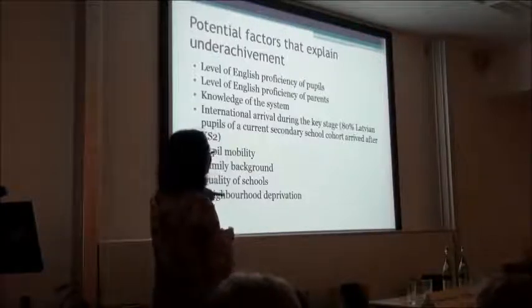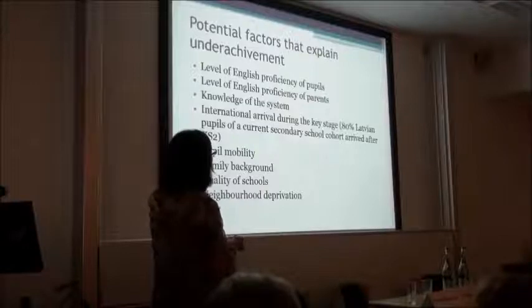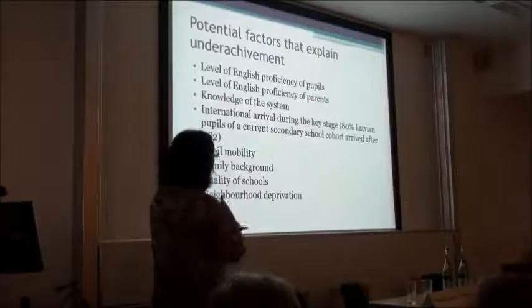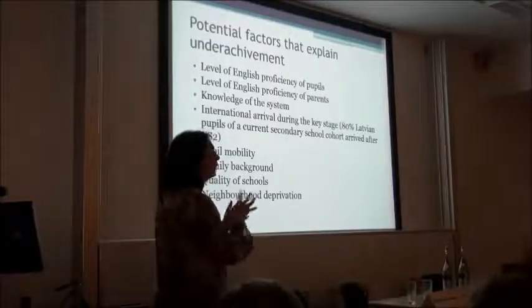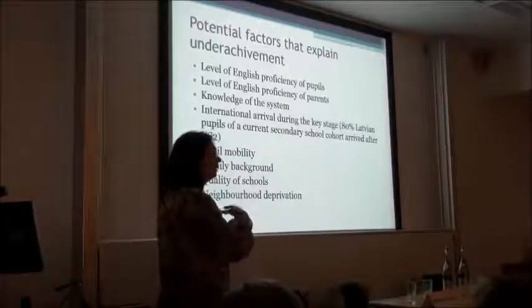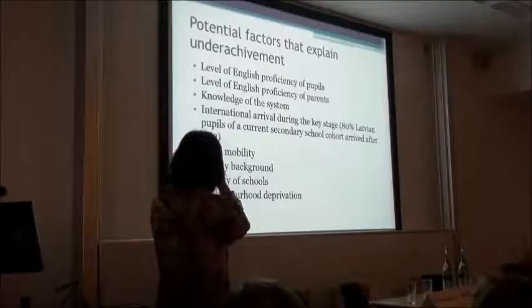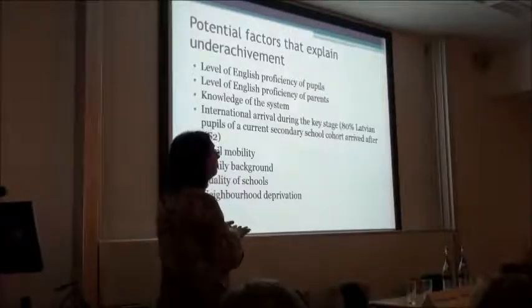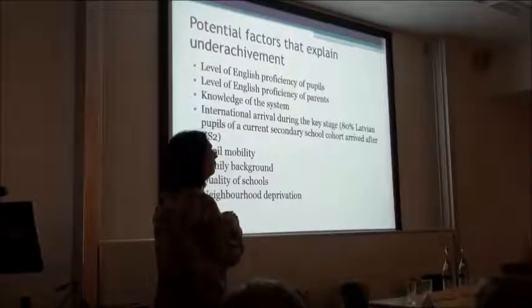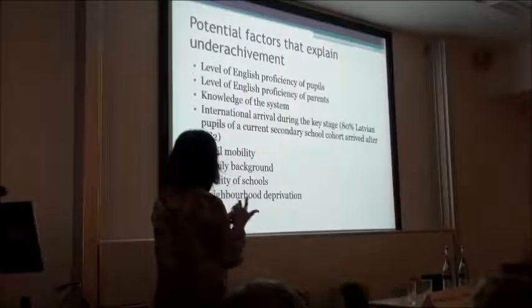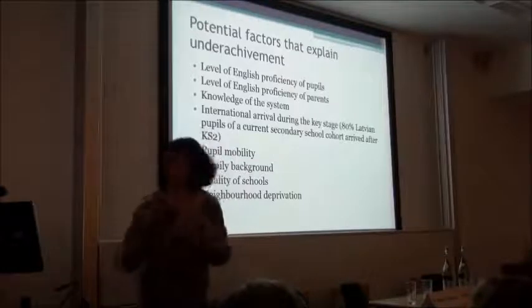International arrival during the key stage: 80% of Latvian pupils who were in secondary school in 2015 arrived after key stage 2. So they arrived into secondary school rather than being here in primary school. You look at pupil mobility: migrants are more mobile within the country. Obviously family background, parental qualifications, and so on, quality of schools, and neighborhood deprivation.